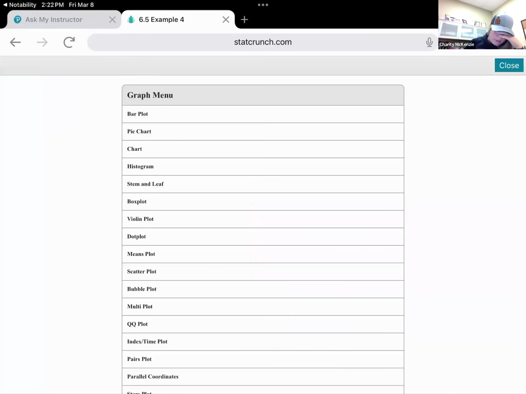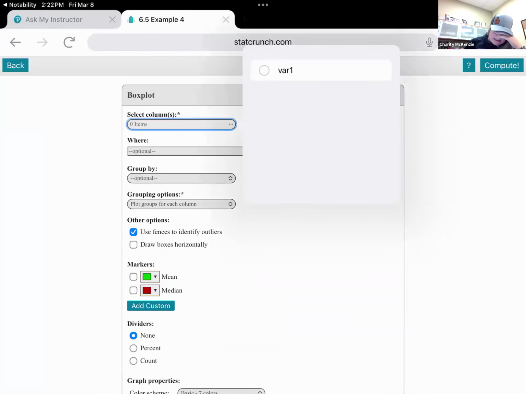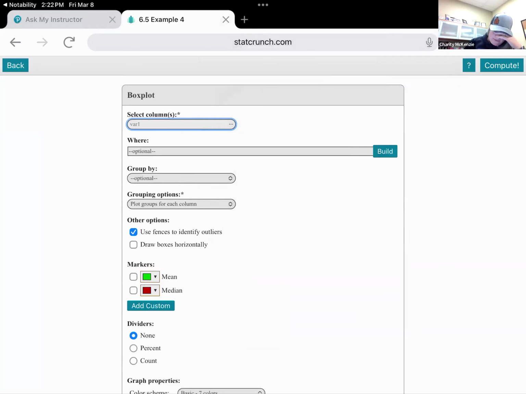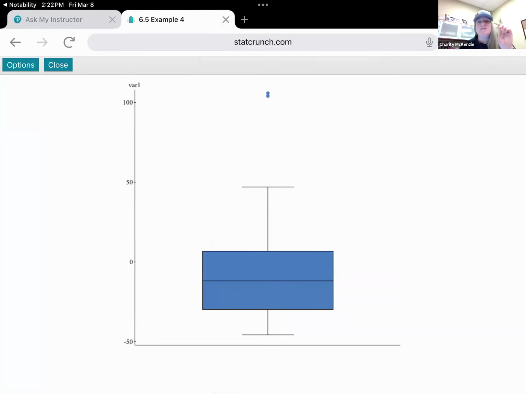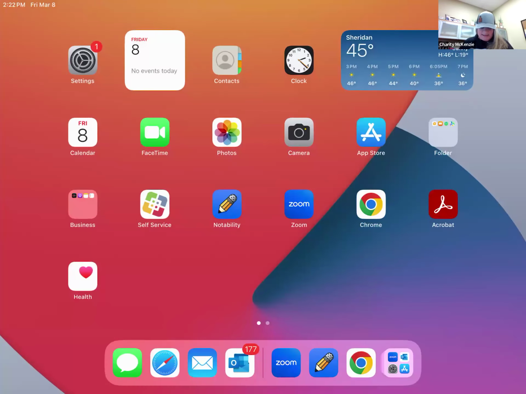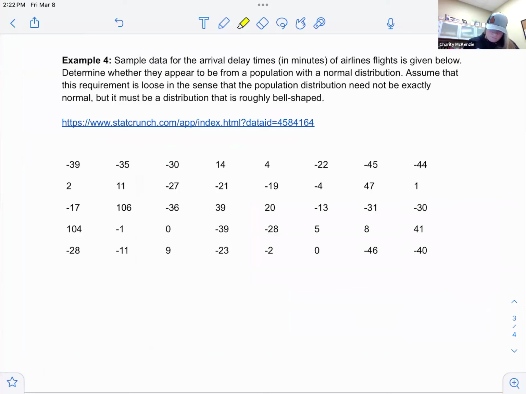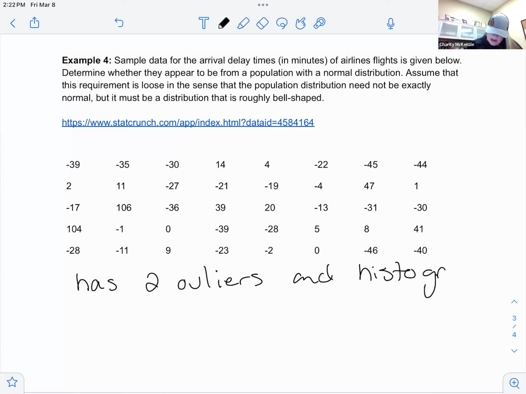So let's look and see if it surely does. I'm going to graph the box plot because that will show me if it has an outlier by dots. It has two outliers. See them up there? So that is for sure it has outliers. So two things, not a bell-shaped histogram, two outliers. So this is definitely not normal.